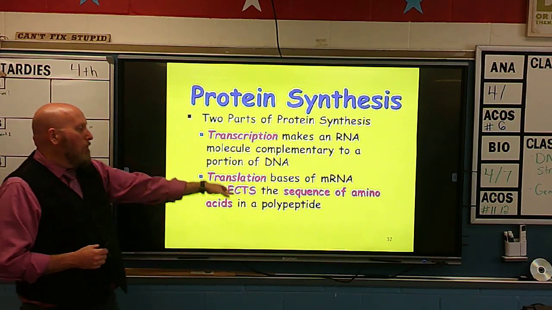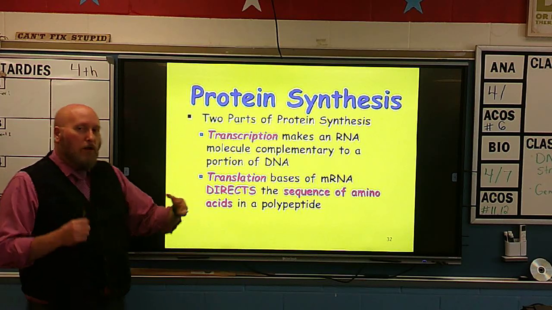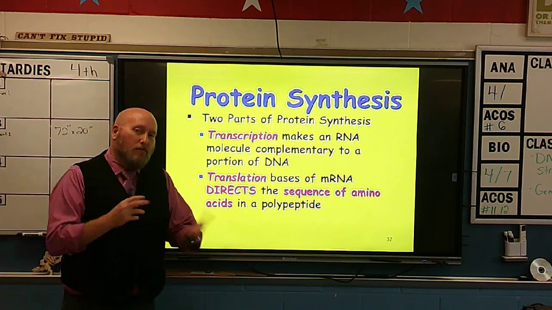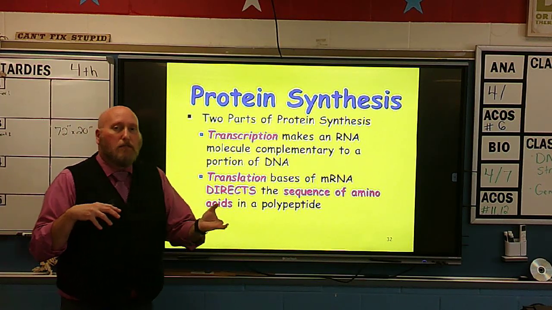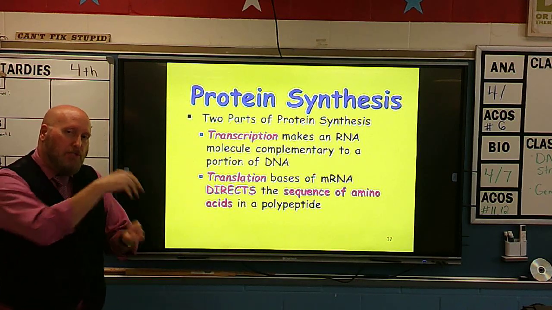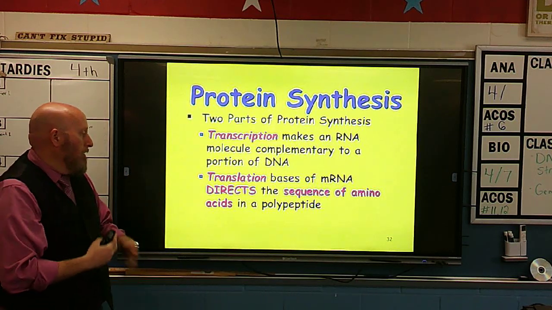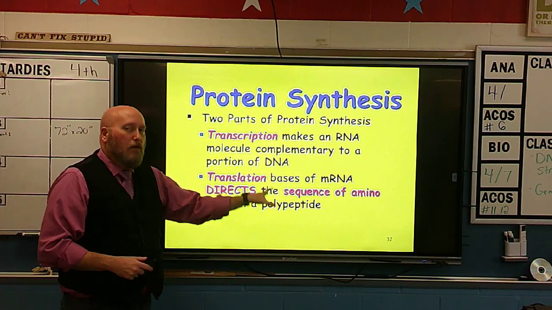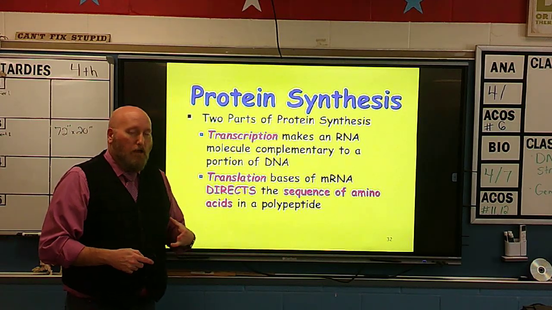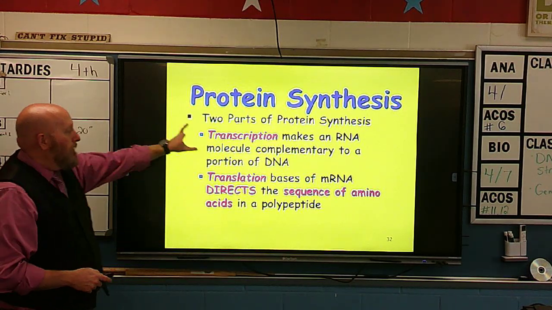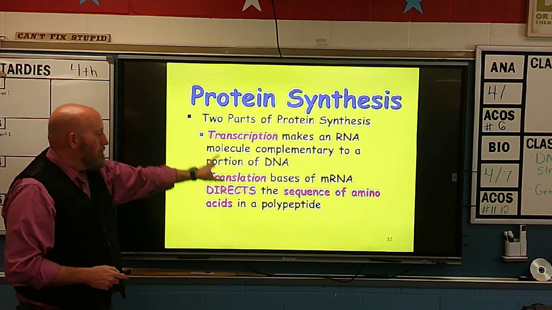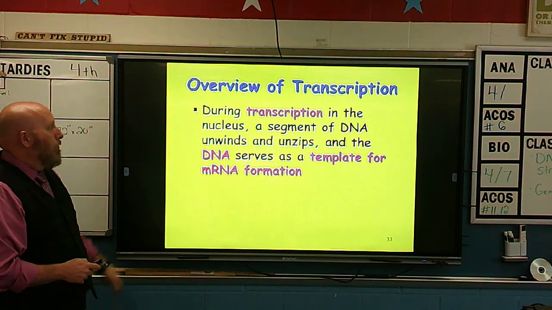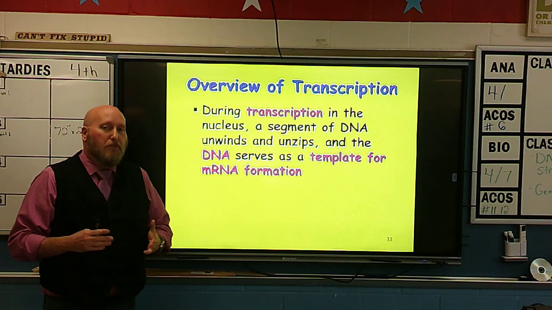And then the second section is called translation. This is where we take the mRNA, we put it on the ribosome, and then it tells us what amino acids to stick together to make a protein. Okay? It's literally the assembly of the amino acids into the protein. Now, you got to do transcription before you can do translation. Okay? So what we'll do real quick is we will look at transcription.